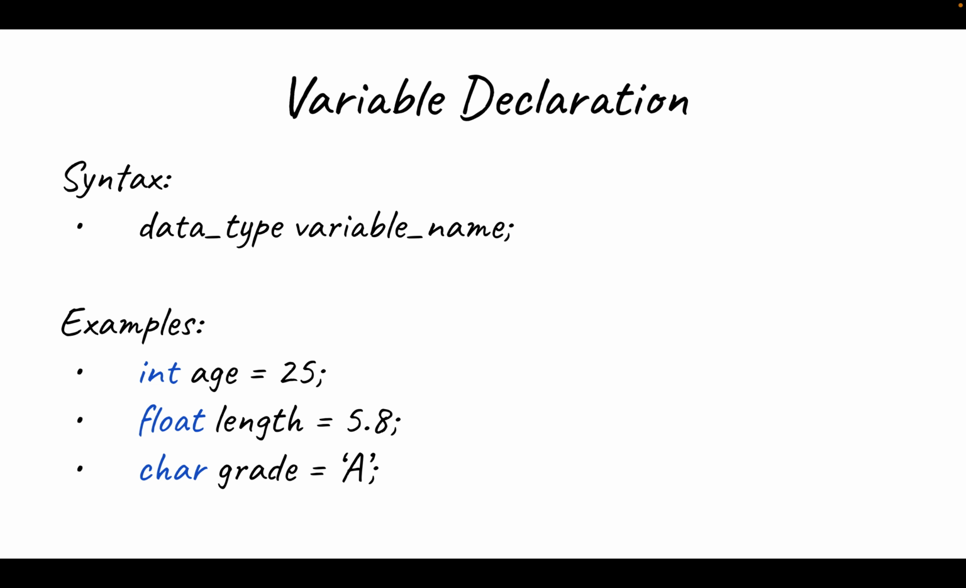Same with float length = 5.8. Float is a data type, length is a variable name, and 5.8 is the value that we are assigning to length. Char is a data type, grade is a variable name, and we are assigning 'A' to grade.